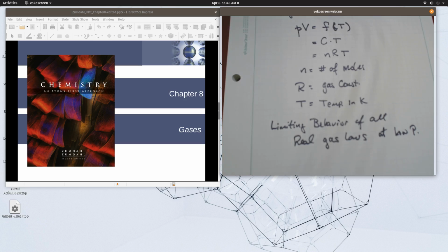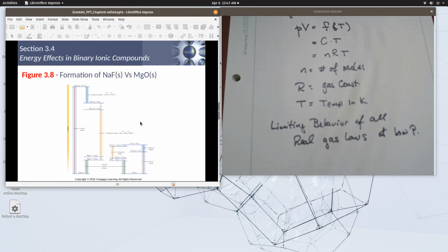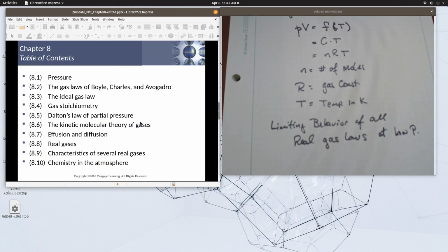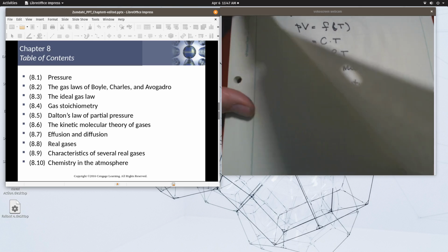So the topics we'll talk about today are pressure, the gas laws of Boyle, Charles, and Avogadro, the ideal gas law, which I've just mentioned, issues of stoichiometry, partial pressure, kinetic theory of gases, diffusion, real gases, and characteristics of several gases, and so on. We will probably not talk about the thermodynamics of gases, which are very important for later studies of thermodynamics and work and expansion and contraction of gases.